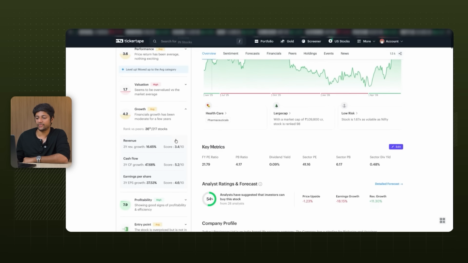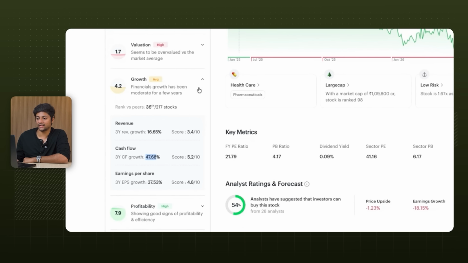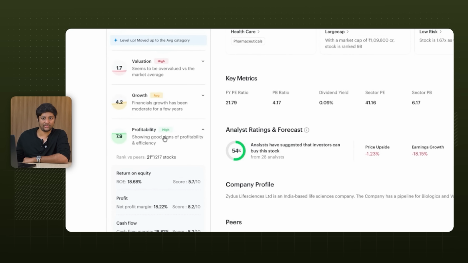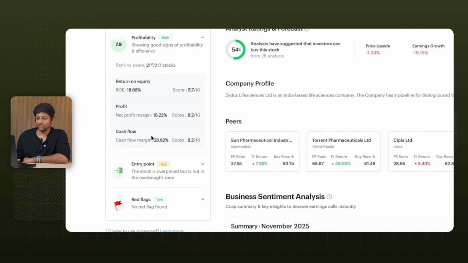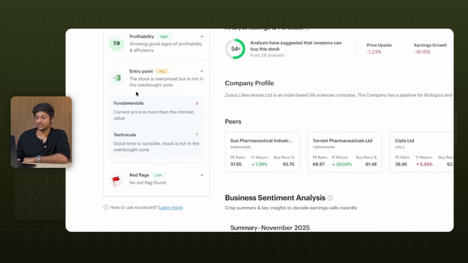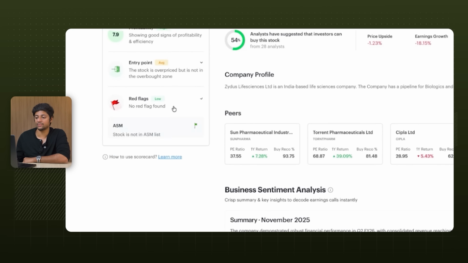Look at growth. The fundamentals are growing by around 16%. Cash flow is growing by 47% in the last 3 years. So not bad at all. It's average here, but I would say not bad, because if I'm doing swing trading, profitability is very good. ROE, ROCE are good. Entry point is average. The stock is overpriced, but it is not in the overbought zone. And I know that it is very close to an all-time high. So for me, it becomes a good entry point.